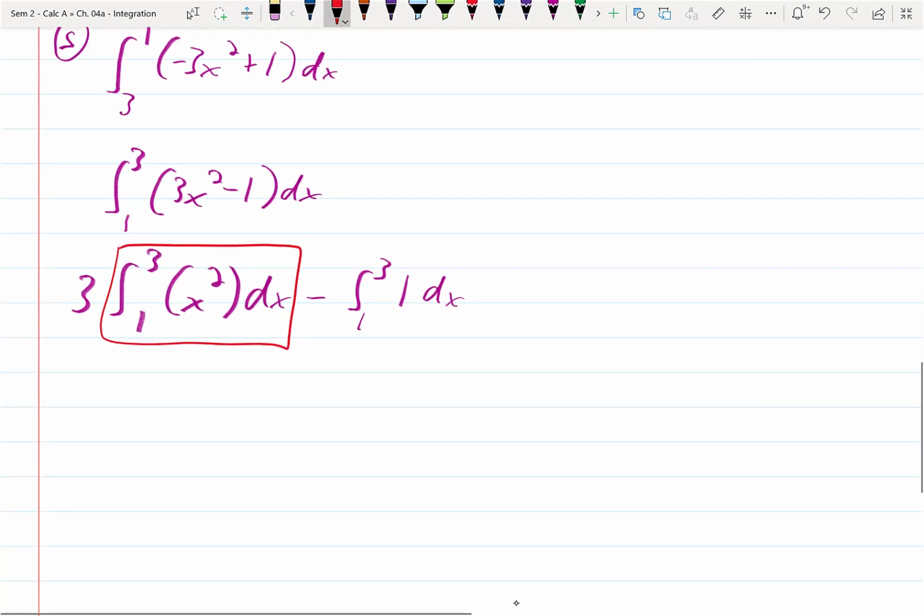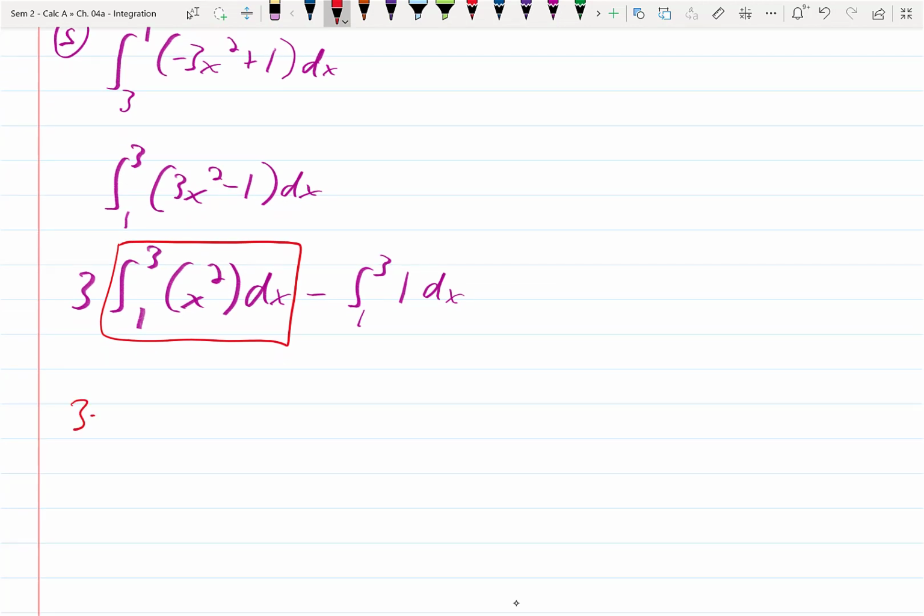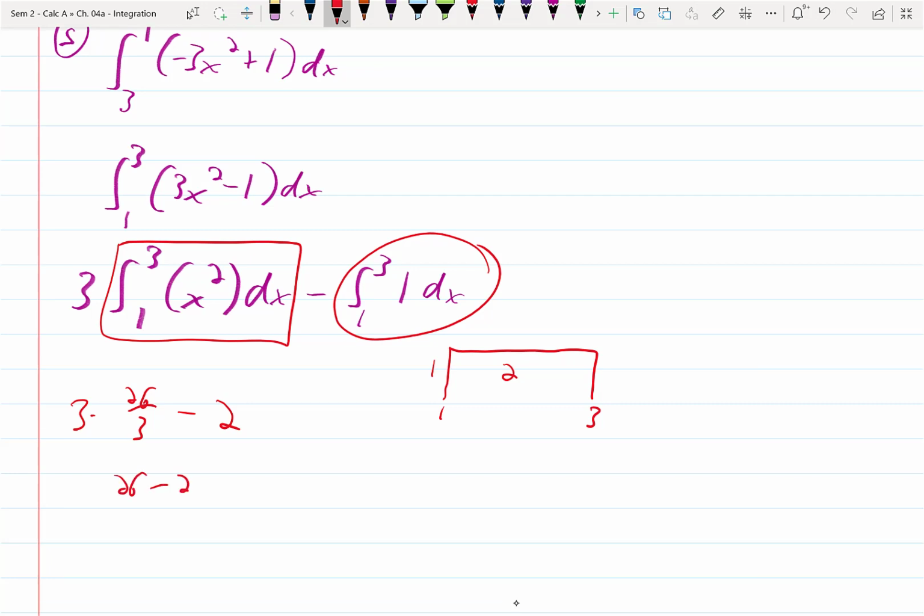I'm actually given that that is 26 thirds, so this is 3 times 26 thirds minus this right here, which is just the area of a rectangle from 1 to 3 with a height of 1. So that should just be, well, 3 minus 1 is 2. That area would just be 2 units. So this is 2. I get 26 minus 2, or 24.